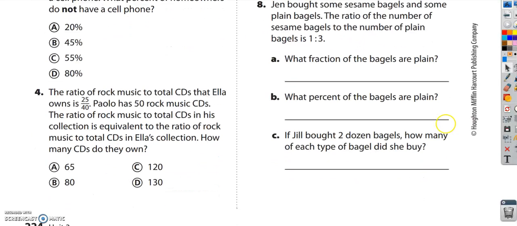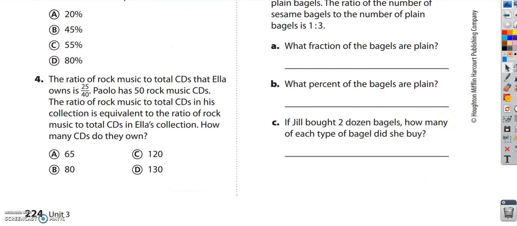4 reads, the ratio of rock music to total CDs that Ella owns is 25 to 40. So we're going to write 25 over 40, and 25 is the number of rock CDs, and 40 is the total. It says Paolo has 50 rock music CDs. The ratio of rock music to total CDs in his collection is equivalent to the ratio of rock music to total CDs in Ella's collection. How many CDs do they own?